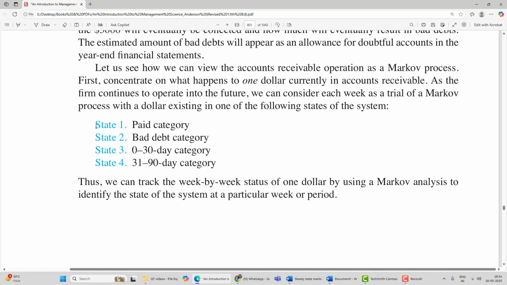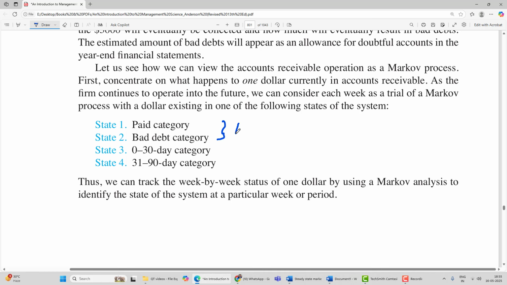So there are 4 states. First state is paid category. When the bill is paid, it will become paid category. If the bill becomes more than 90 days old, it becomes bad debt category. 0 to 30 days is state 3, and state 4 is 31 to 90 days. We will call these S1, S2, S3, S4.